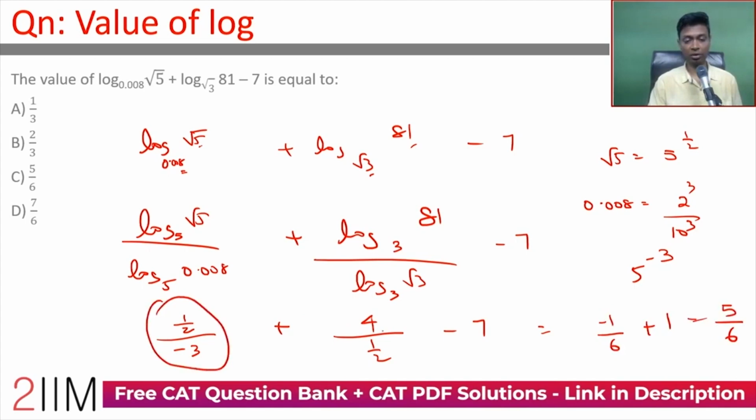This is minus 1 by 6. This is 8 minus 7. So minus 1 by 6 plus 1 is 5 by 6. This is the choice we're looking for.